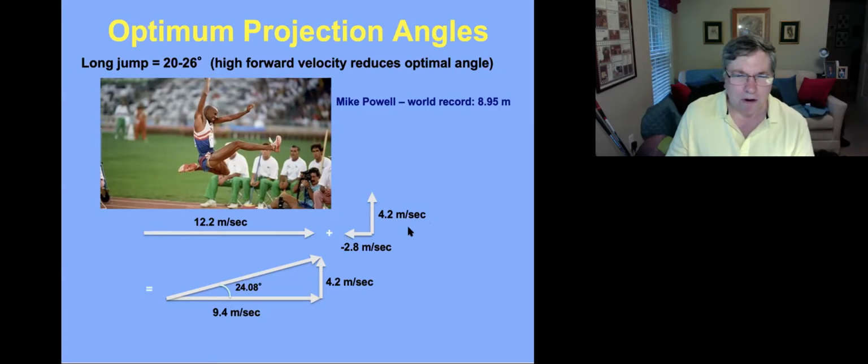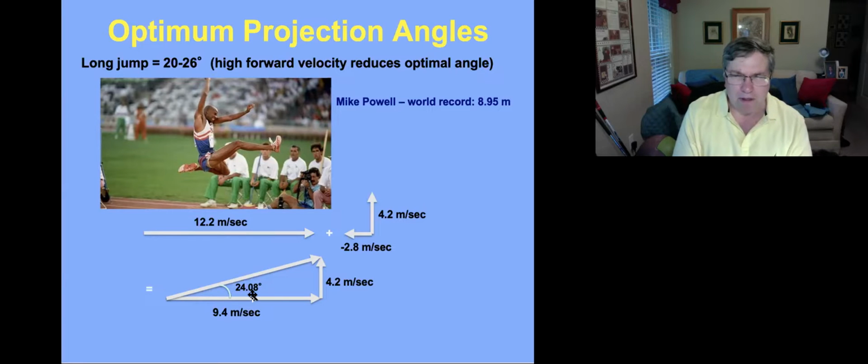So his upward velocity, initial velocity, is 4.2 meters per second. So if we put these two vectors together, we're going to subtract that to 2.8 meters per second. That's in the opposite direction as the forward speed when it hits the board. So that's 9.4 meters per second. We got 4.2 meters per second on the other side. I just used tangent to be able to solve for this. And I get a 24.08 degree angle. And that's about what it was. It was about a 24 degree angle.